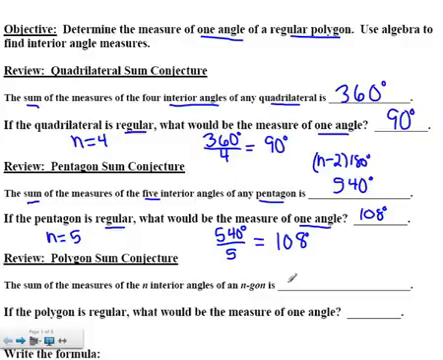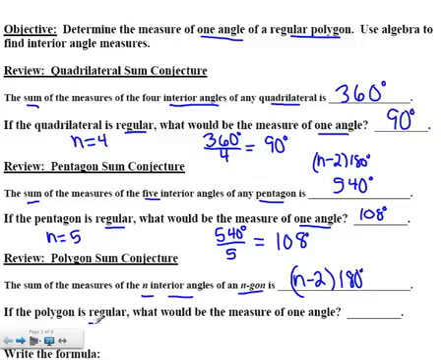In a very similar method, the sum of the measures of the n interior angles of an n-gon, that's going to be our formula, is n minus 2 multiplied times 180 degrees. Remember, the n minus 2 is what gives you your number of triangles on the inside of your polygon, whatever it is. You're just going to multiply that by 180.